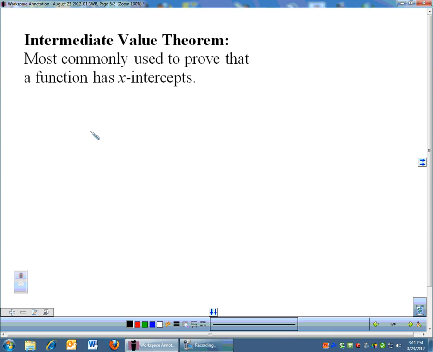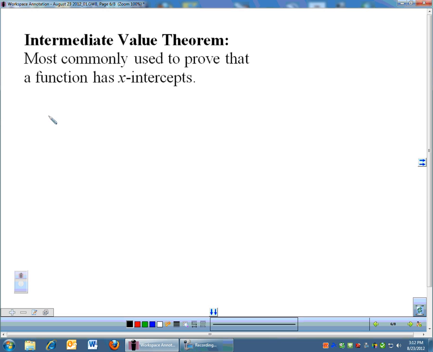Moving on, the next part, the intermediate value theorem. This is much easier, although it sounds kind of tricky. The most common application of the intermediate value theorem is to prove that the function has x-intercepts. And here's essentially what the intermediate value theorem says.